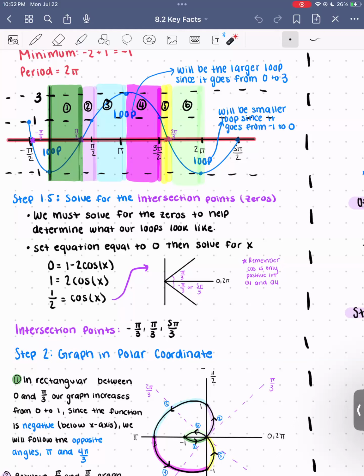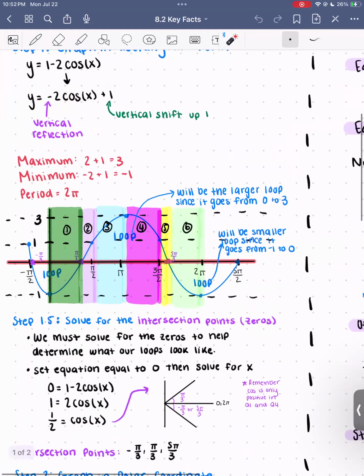But part of step 2 is actually interpreting our graph. And that's what all of these wonderful colors and lines are. So let's delve into this a little bit. First, let's talk about how I've written loop. In this case, I really only drew the graph starting at 0 and ending at 2 pi. That's what we're going to focus on, because that's our period for cosine.